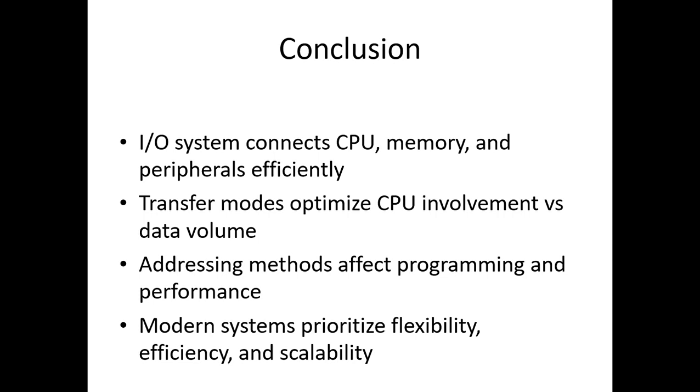Right, so to wrap up, the input output system architecture is essential for managing communication between the CPU, the memory, and the peripherals. Its components and transfer modes ensure efficiency, reliability, and scalability. Now, direct memory access and memory mapped IO are dominant in modern systems due to their performance benefits. So understanding input output systems is key to grasping how computers interact with the real world.